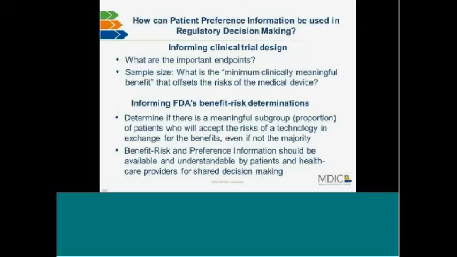So how can we use that in the regulatory process? I'm going to be very brief here. In the framework, if you have it, you'll read. It's a long section, but we can use it in two ways. We can use it to inform clinical trial design, and we can use it when we get to the benefit risk determination. How do we inform clinical trial design?